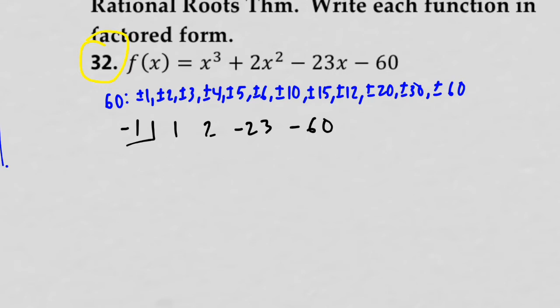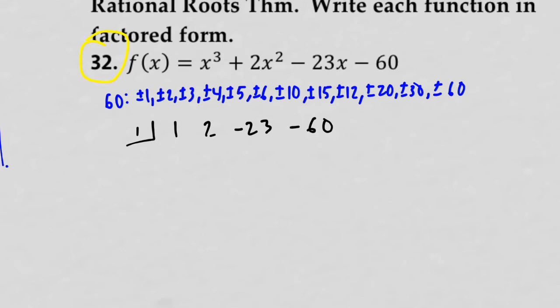Alright, so let's start again. Bring down the 1. Negative 1 times 1 is negative 1. 2 minus 1 is 1. Negative 1 times 1 is negative 1. That's negative 24. Negative 1 times negative 24 is positive 24. Nope, doesn't work. Alright. We're moving swiftly.